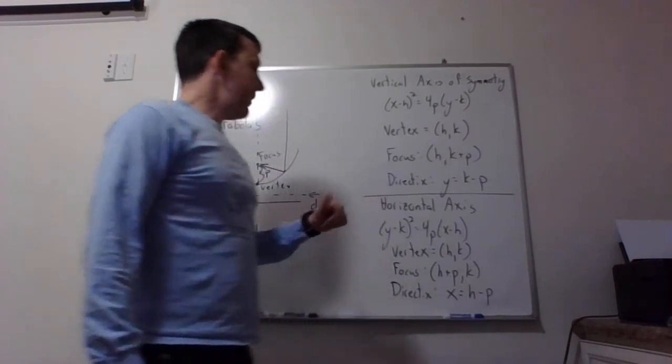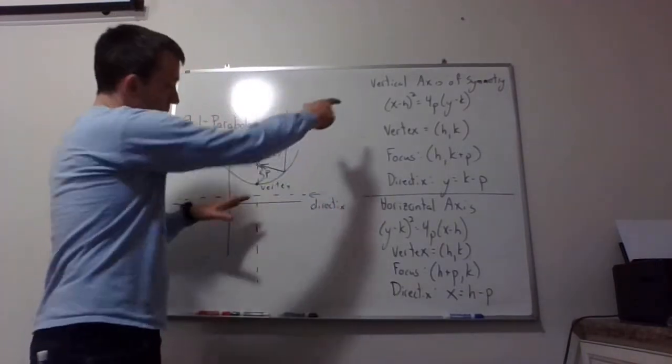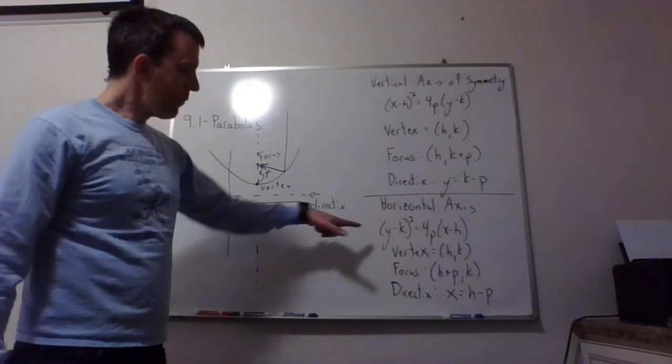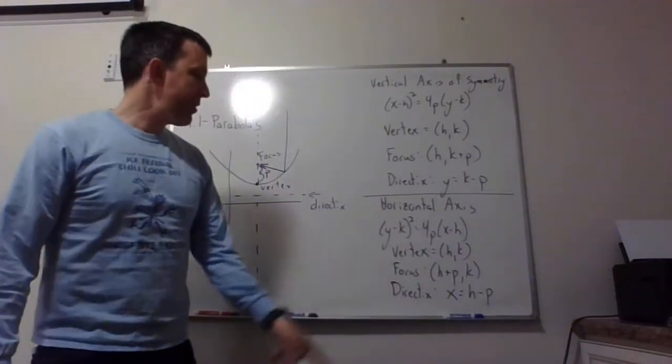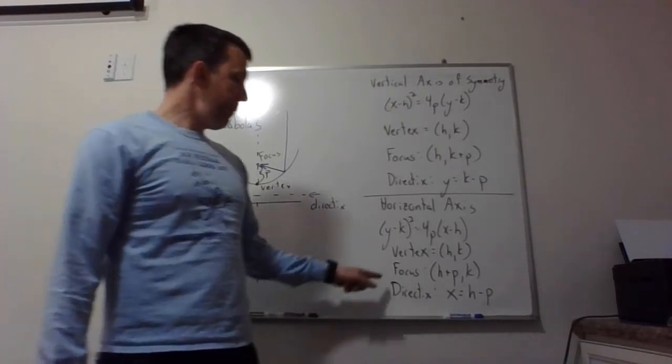If you have a horizontal axis of symmetry, so again, if this thing were turned sideways, the formula is y minus k squared is equal to 4p times x minus h. The vertex is still at h, k.